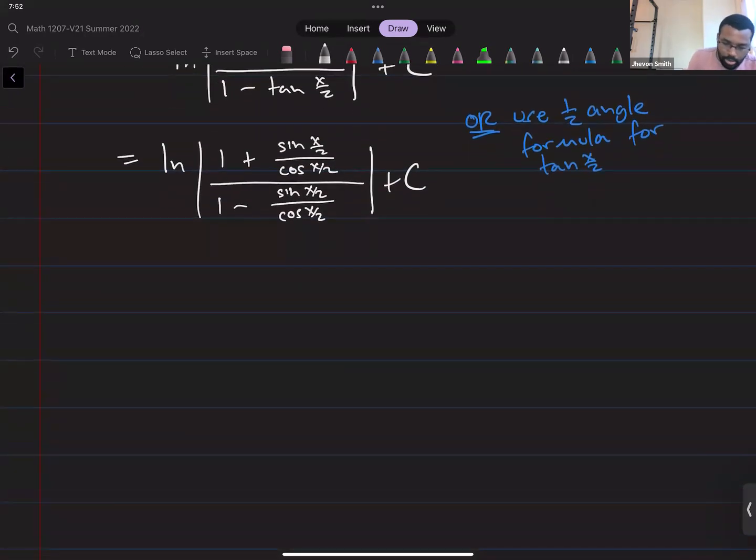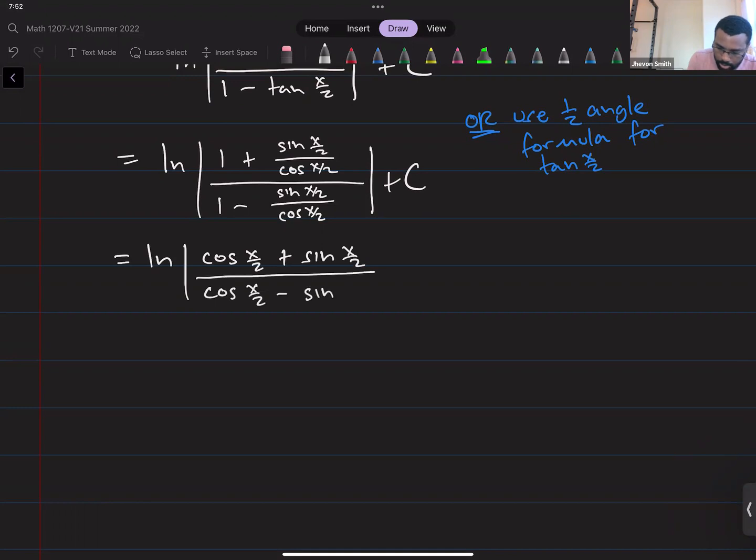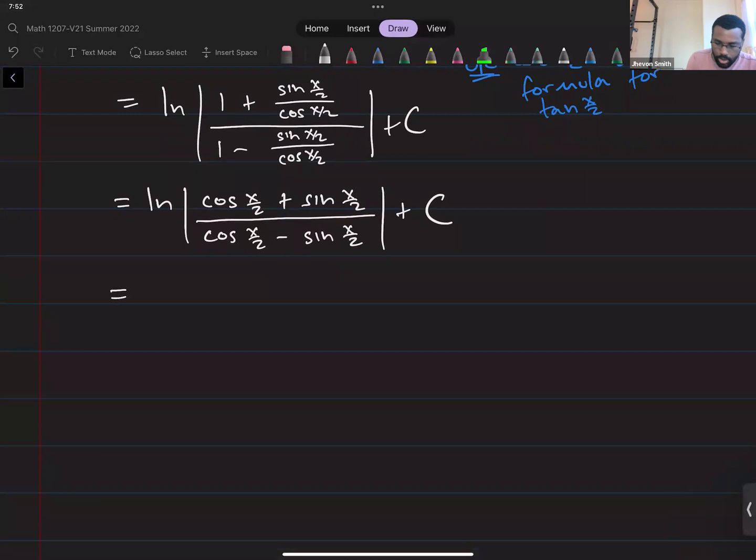So here I can multiply by cosine x over 2 and divide by cosine x over 2. Turn this into a simple fraction. Then I guess I can do my trick to kind of compress the denominator here.